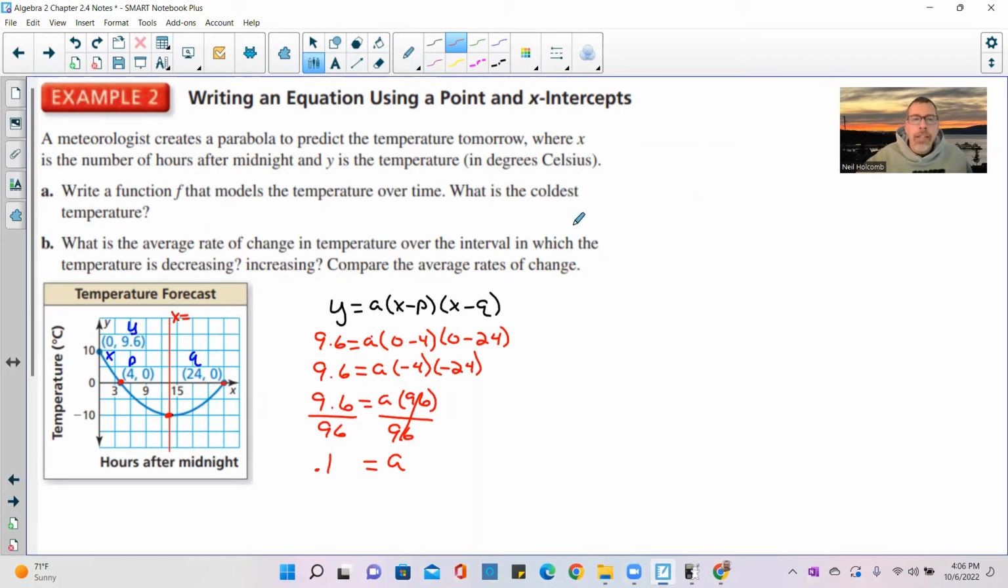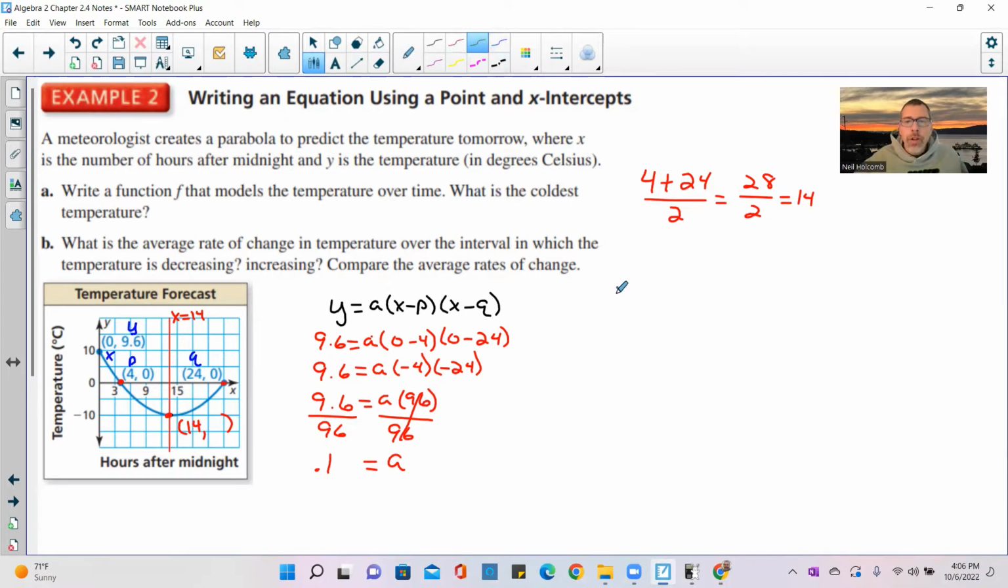And in order to find that, you take each end and add them up and divide by 2, and that's your midpoint. So you're going to take 4 plus 24 divided by 2, which is 28 divided by 2, which is 14. So now I know that x equals 14 is my axis of symmetry, and therefore my vertex is the point 14 comma something. So 14 hours after midnight, which would be 2 p.m. the next day, was our coldest temperature. So now I know when it was, but we didn't answer the question yet. It said, what is the coldest temperature?